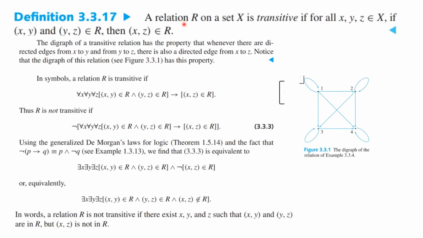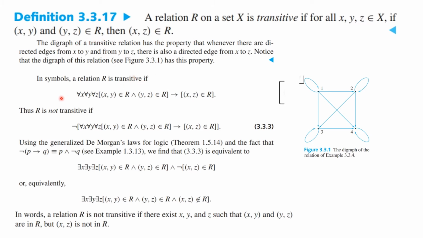We say a relation on a set X is transitive if, for all x, y, z in X, if (x,y) and (y,z) are elements of R, then (x,z) is an element of R. Said another way, if the first is related to the second and the second is related to the third, then the first is related to the third.